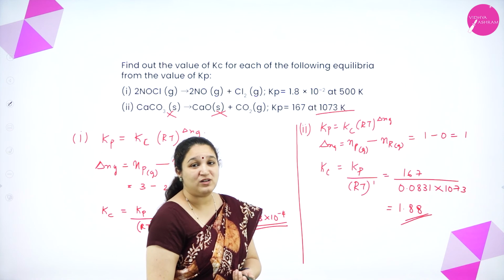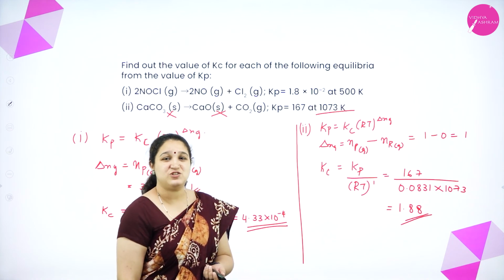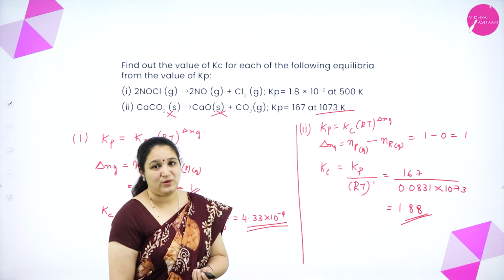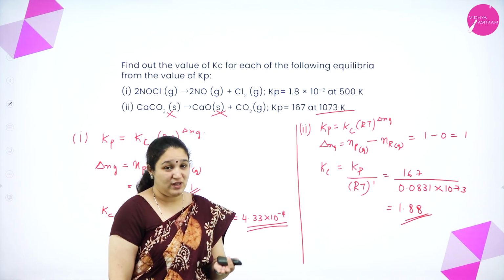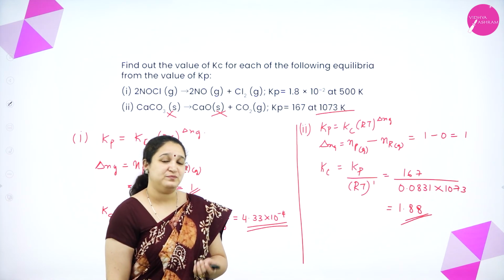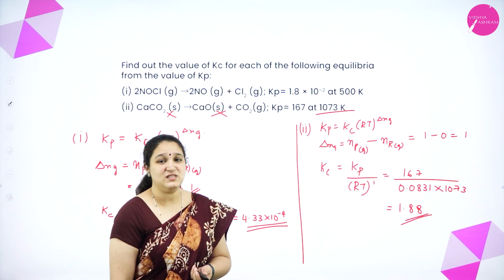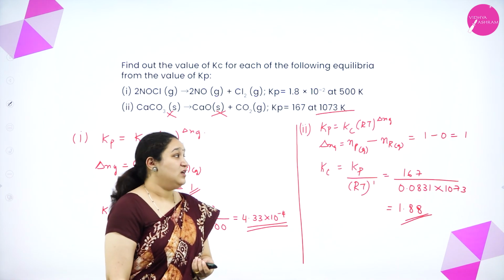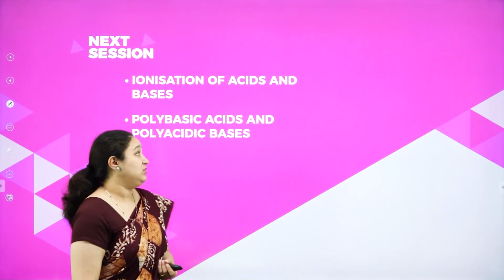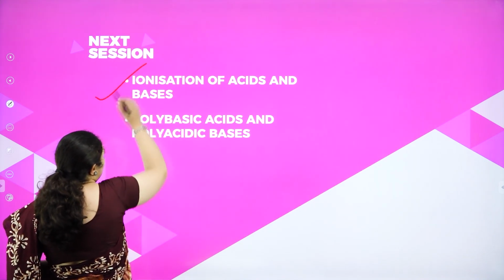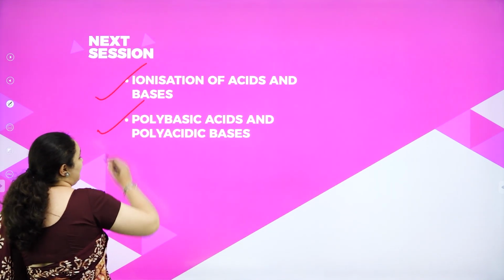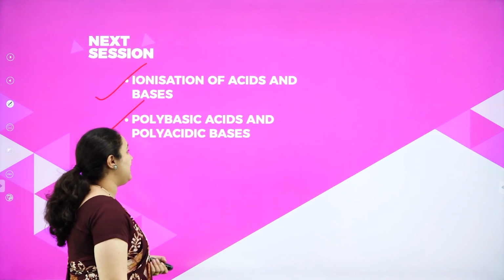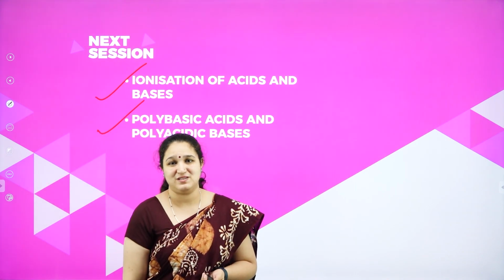So I hope you have understood how to solve different kinds of problems from equilibrium. Okay? So there are more problems going forward. This is the problems from the previous session. Fine? So next session, we'll be learning about ionization of acids and bases, and we'll also learn about polybasic acids and polyacidic bases.